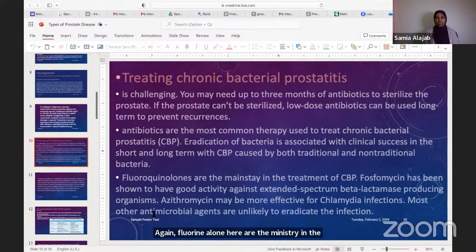Fosfomycin also has been shown to have good activity against extended-spectrum beta-lactamase producing organisms. We can also use azithromycin for chlamydia infection in case we are suspecting STDs, and most other antimicrobial agents are unlikely to eradicate the infection.